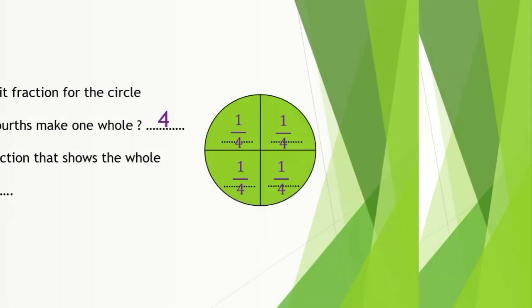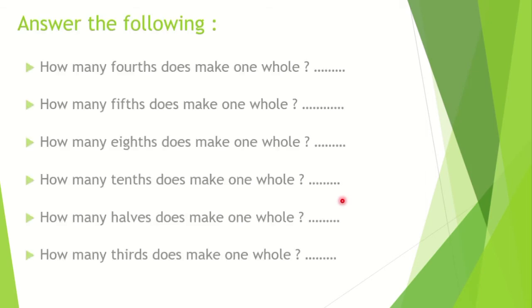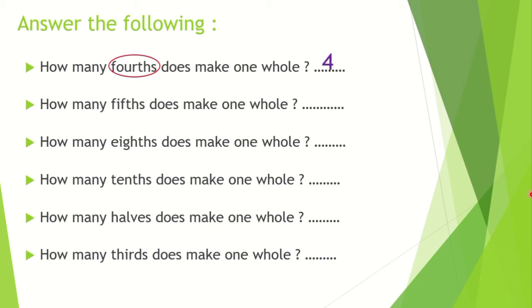Okay, let's take another type of question. Answer the following. How many fourths make 1 whole? Perfect, it's 4. And how many fifths make 1 whole? Perfect, 5. And how many eighths make 1 whole? Perfect, 8. So how many tenths make 1 whole? It's 10. And how many halves make one whole? It would be 2.